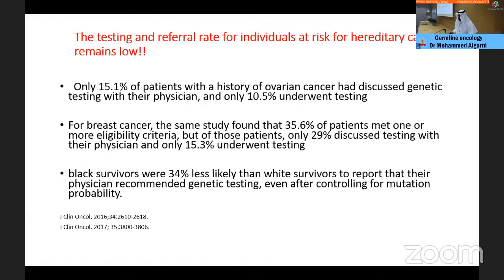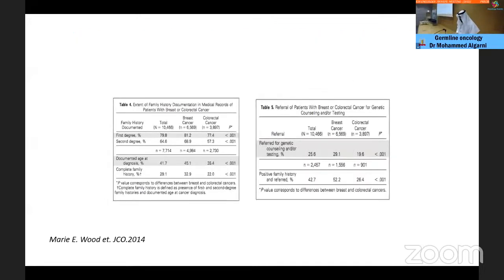Now, even in places where there is a very good healthcare system or access in terms of the number of genetic counselors, genetic clinics and genetic counseling programs, there is still a minority of cancer patients undergoing genetic testing. These are data from the United States. If you look at patients with ovarian cancer, which is known to be associated with hereditary cancer syndrome, only 10% of patients undergo genetic testing.